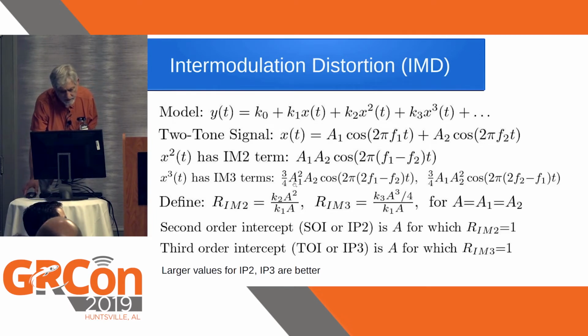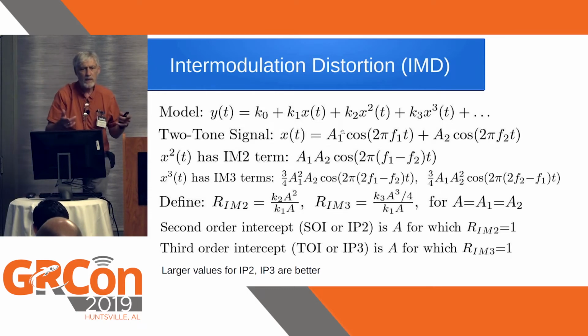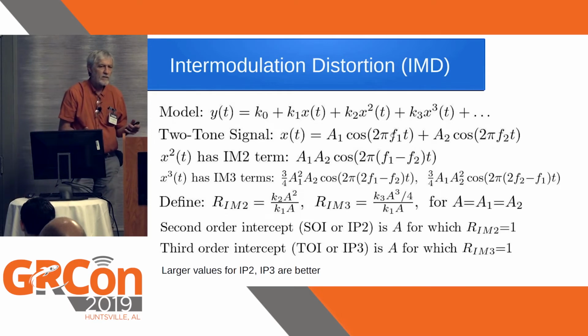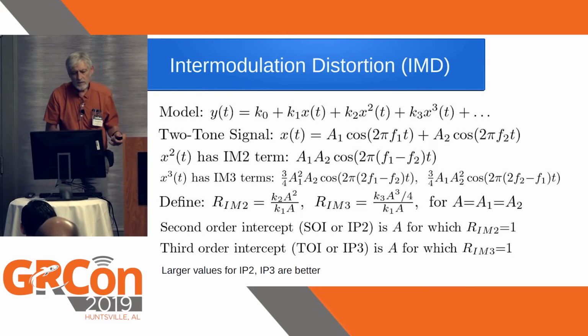And then you do the same thing by taking the x cubed of t. So you take this sum of the 2 cosines, raise it to the 3rd power, and then at some point you're going to get a term in there that contains 2 times the first frequency minus the second frequency, or 2 times the second frequency minus the first frequency. And because f1 and f2 are similar to each other, that will result in a frequency that's similar to either f1 or f2.